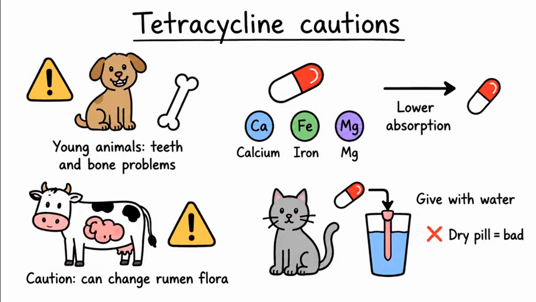In ruminants, oral tetracyclines can disrupt rumen microflora, so you have to be careful with route and species. In cats, doxycycline tablets or capsules should not be given dry because esophageal irritation or strictures can be a concern. The practical memory hook is, tetracyclines are great for atypical organisms, but respect the gut, teeth, bones, and esophagus.